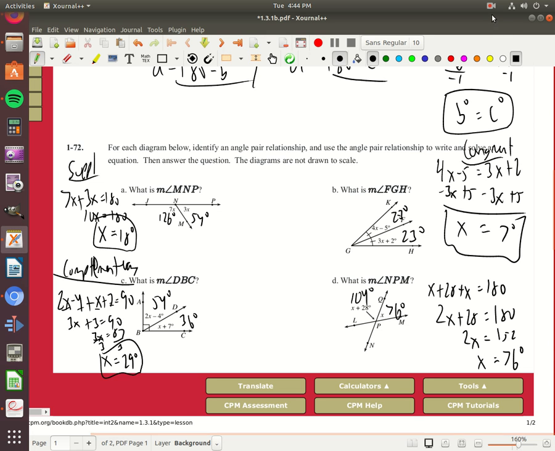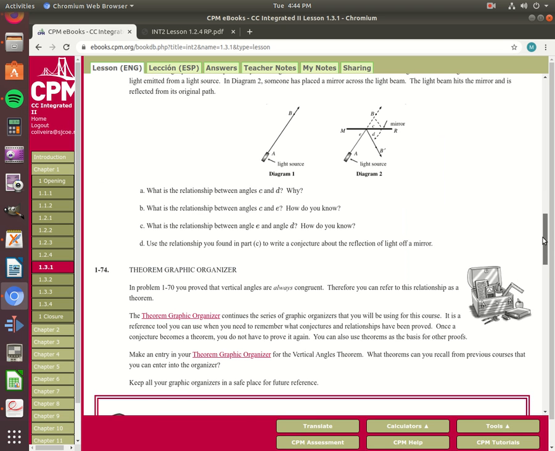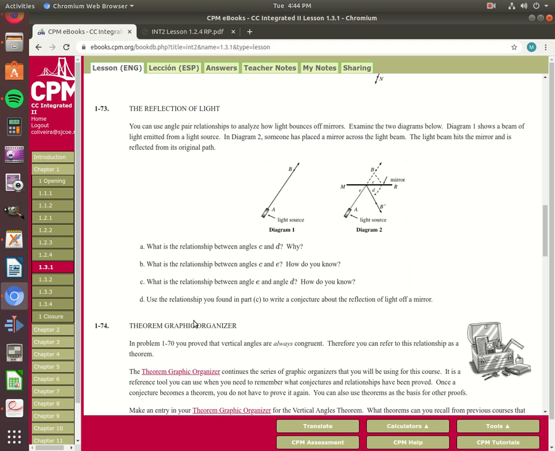At this point, I'm going to pause. I'm not sure if there's more to this video or not. There's problem 173 and 174. I don't typically do the theorem graphic organizers, and the reflection of light is a problem that I choose to skip. Usually there's enough going on with this chapter that people are kind of messed up already, but the bottom line is here that C and D would be equal to each other, and that they would also be equal to E, and they sort of go through proving that, but I will leave that for you if you're interested.